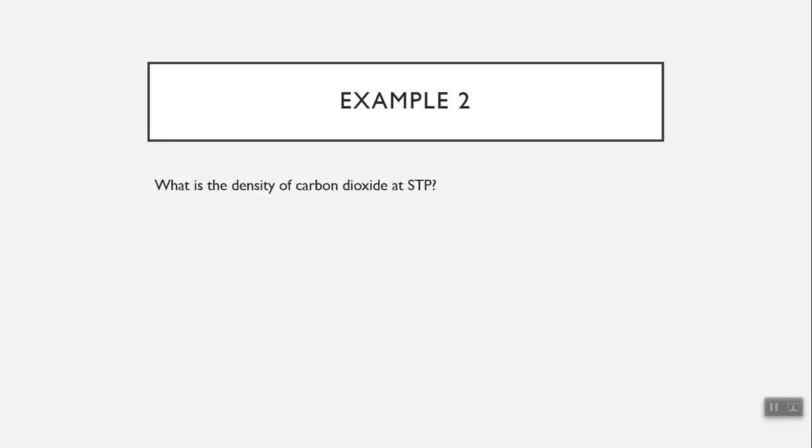Now go ahead and try example 2 on your own. What is the density of carbon dioxide at STP? You should have gotten an answer of 1.96 grams per liter. In order to get the molar mass, think about carbon dioxide, CO2, and add up the masses there, and that's your total molar mass. That would go on top as the numerator, and the denominator would simply be 22.4 liters per mole. And you get your density answer that way.